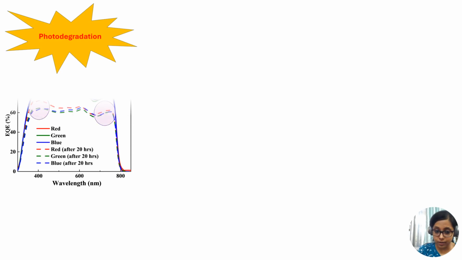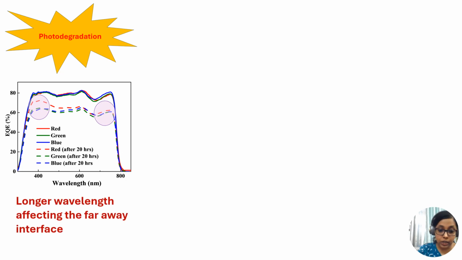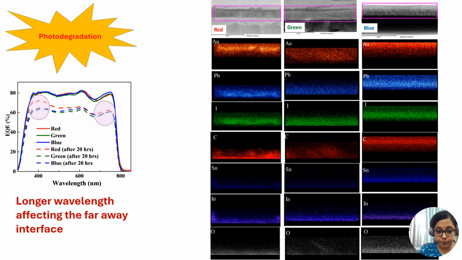This ion migration is one of the major causes behind the photodegradation of the perovskite solar cell. This is an EQE spectra, and here you can see how the ion migration upon exposure to different wavelength conditions is affecting the device EQE, or how the different interfaces of the device are getting affected by this photodegradation. So you can see here the longer wavelength is affecting the far away interface as compared to the green and the blue wavelengths. This is an elemental mapping.